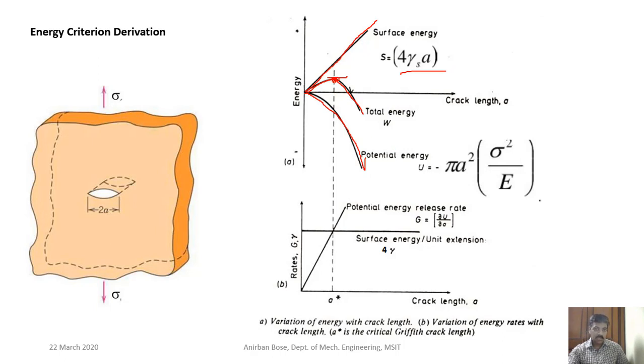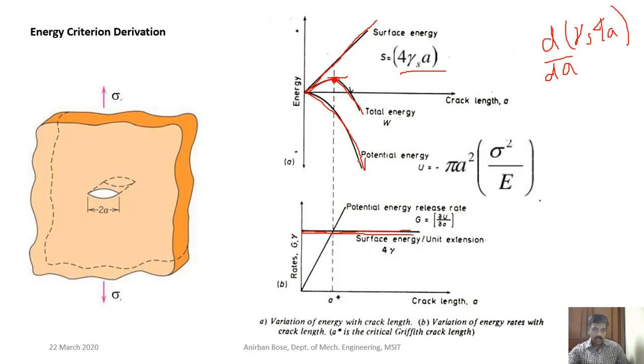That means if you just plot the surface energy, you can see the energy rate that has been plotted. Energy rate means d by dA. This is the energy rate of the surface energy. Surface energy is delta U s, that we have considered. So that is 4 gamma s into A, gamma s into 4A. So if you differentiate, you will get 4 gamma s. Okay, so this is this straight line. It is not changing with A.